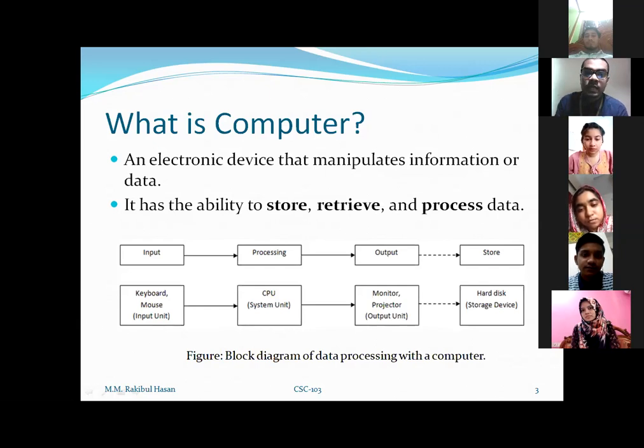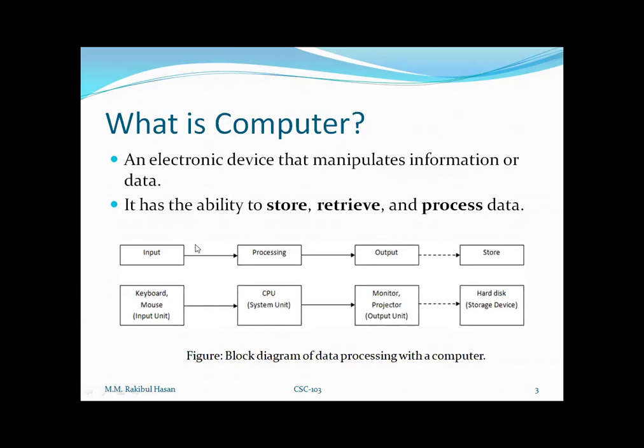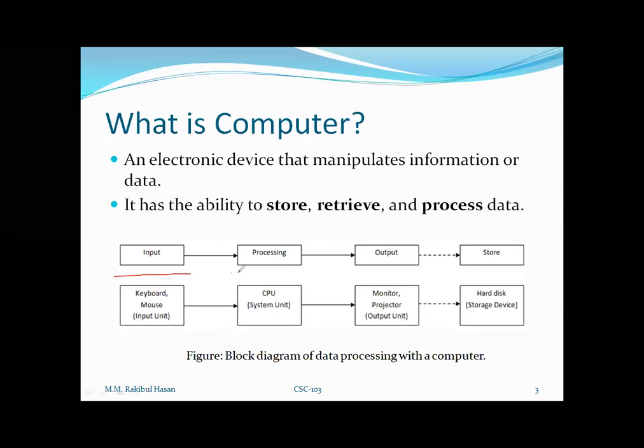So here you can see one flow chart, or you can say a diagram. At first we are giving input, then by using our computer processor we can process those inputted data, and at last our computer can give us some output. And according to our need we can store that information or output inside the hard disk or memory storage device. This last part is not mandatory, it depends on you.